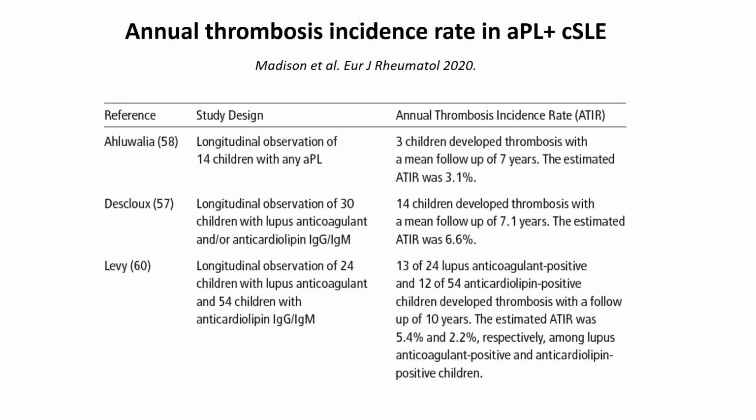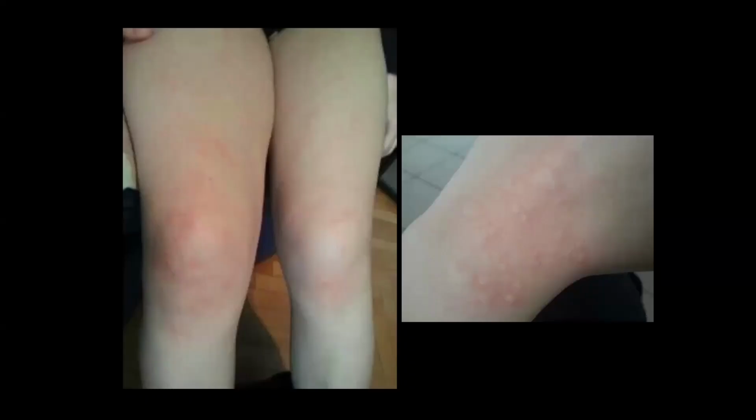These are the data from a nice review published a couple of years ago on annual thrombosis incidence rate in pediatric patients with SLE and positive aPL. And you can see here that the annual thrombosis incidence rate is approximately 5%. So if your patient with SLE has positive aPL, there is a 5% annual incidence rate of thrombosis. I think that this is kind of a mnemonic help that is useful for clinical care.